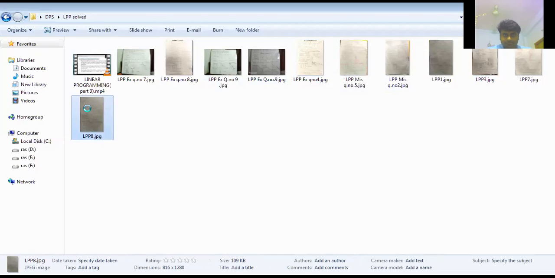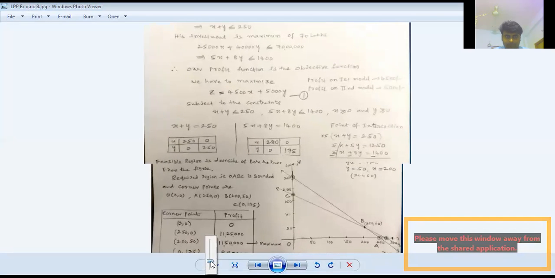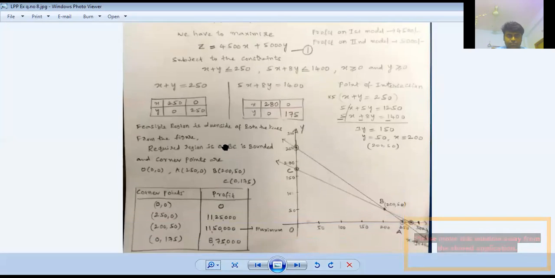So just a second. So this will be... Now see here, here is the solution. Hope it is visible.